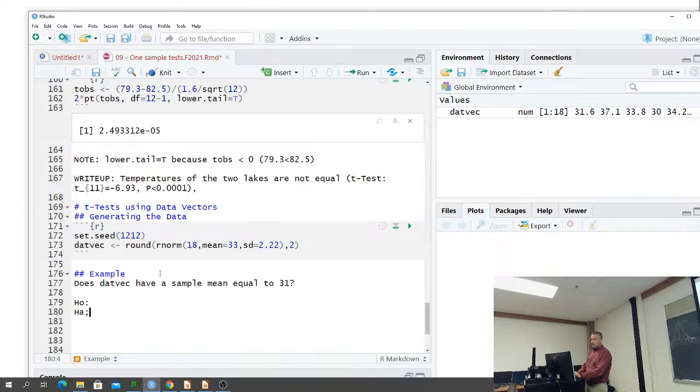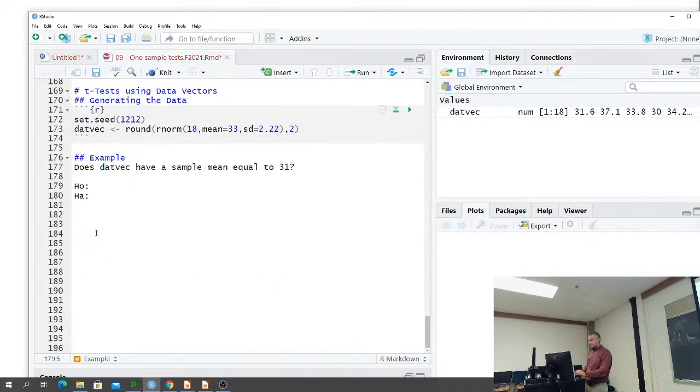So what's our null and alternate hypotheses? Okay, so I'll say x bar is equal to mu. So we're going to say that they are equal. What's our alternate? Yep, x bar is not equal. So NEQ, not equal.